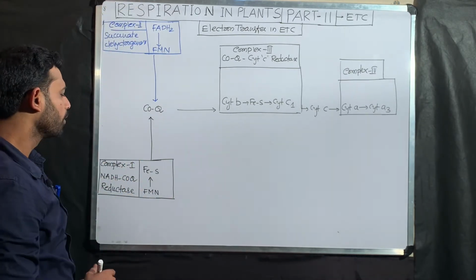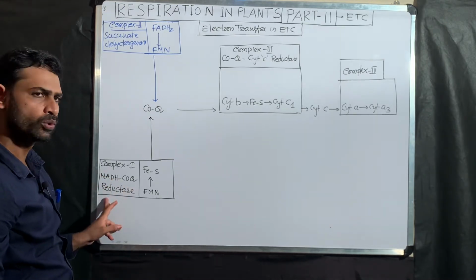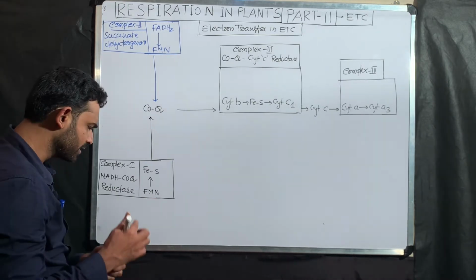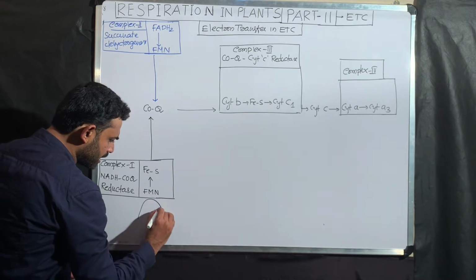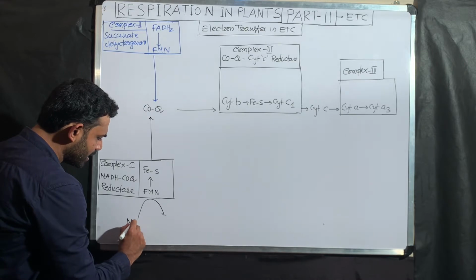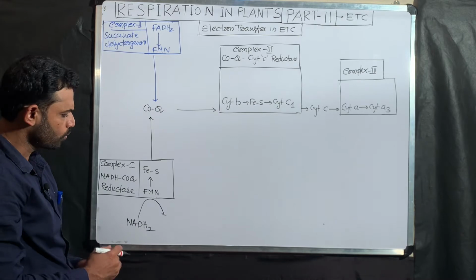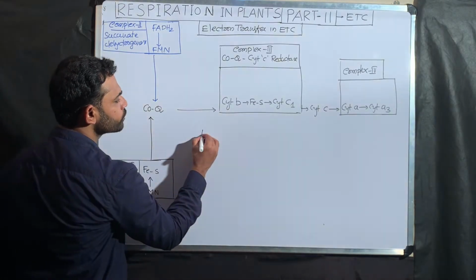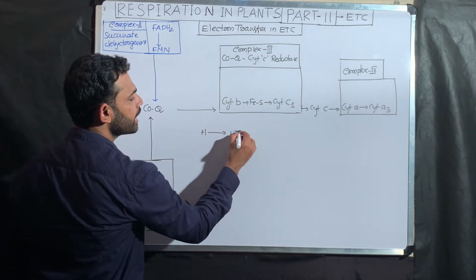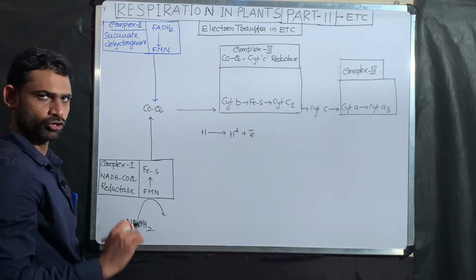Okay, now I'm going to start with complex 1. Complex 1 is NADH CoQ reductase, containing FMN as a prosthetic group. Now I'm taking case 1. Case 1 is important. Here the electron donor is NADH2. Why do I call it an electron donor? If you take one hydrogen atom and split it, you get H+ plus e-, meaning one hydrogen consists of one electron.